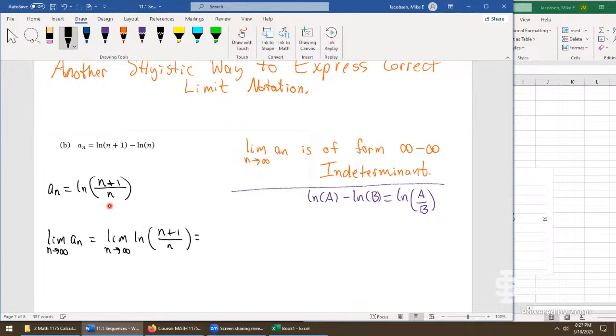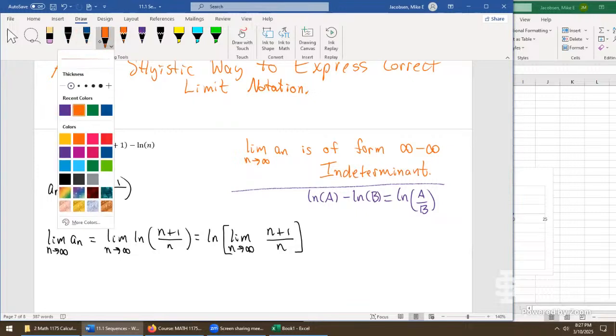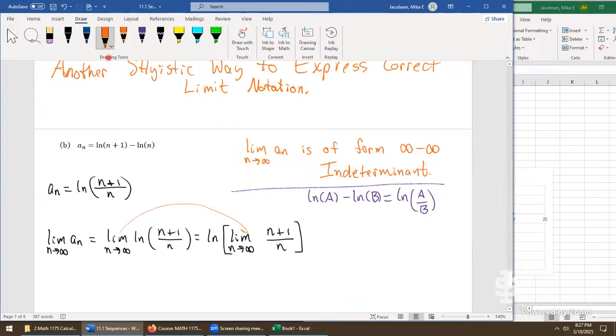I'm going to take an additional step and use the fact that the natural logarithm on the domain we're interested in, going from, say, 1 to infinity, is continuous. The continuity of the natural logarithm allows us to take the natural logarithm of the limit itself as n goes to infinity of (n plus 1) over n. So this step is by continuity.